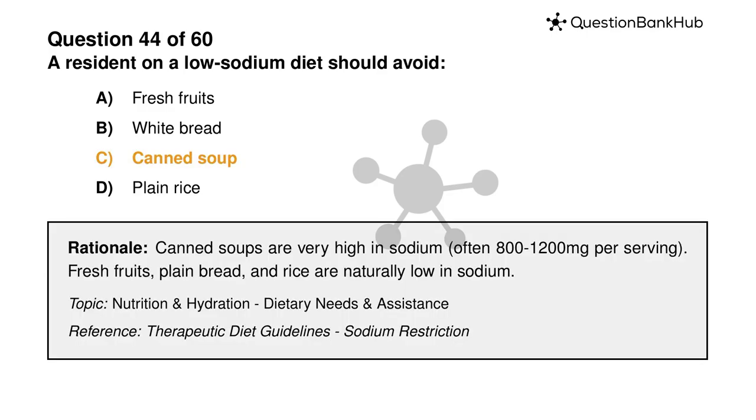The correct answer is C. Canned soup. Canned soups are very high in sodium, often 800 to 1,200 milligrams per serving. Fresh fruits, plain bread, and rice are naturally low in sodium.